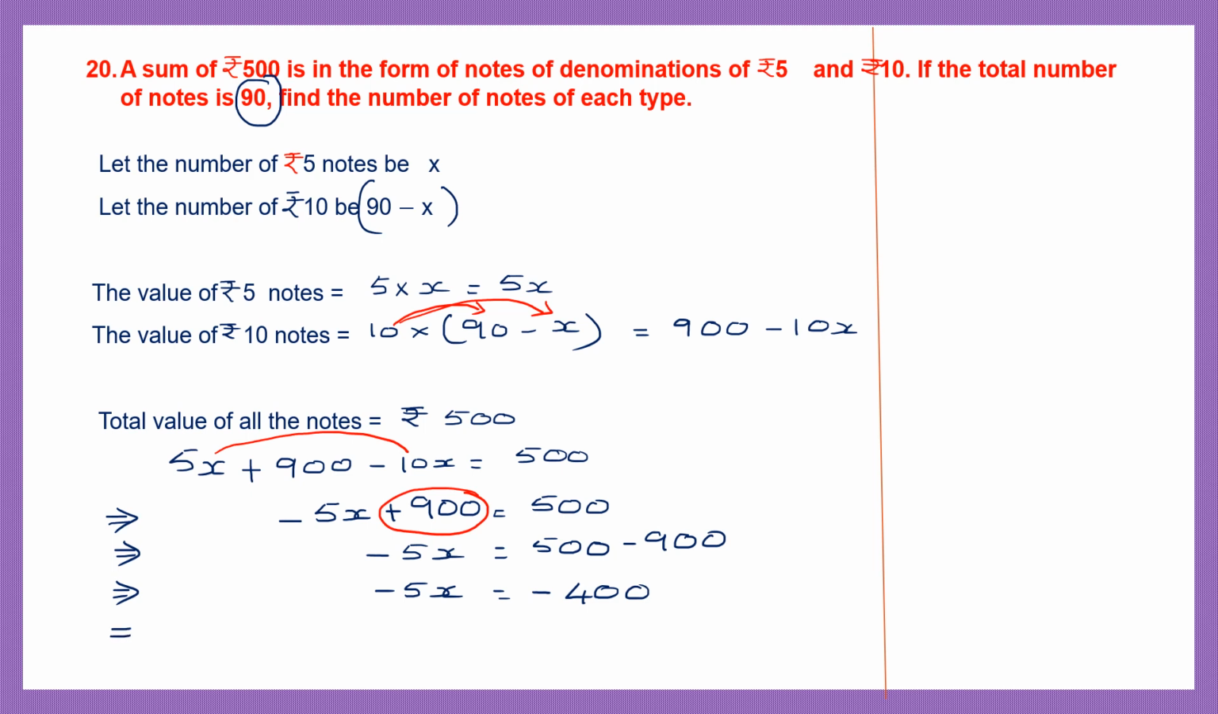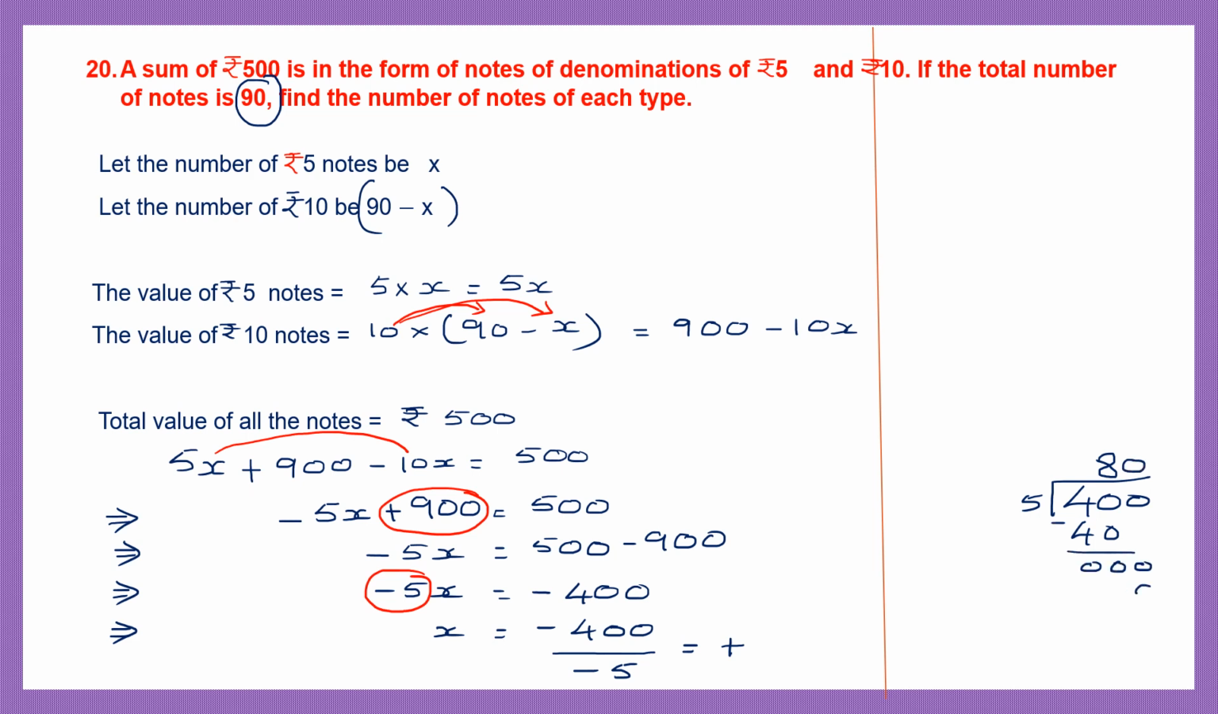So let's find out the value of x. x is equal to minus 400 divided by minus 5, because we have transposed this minus 5, which is multiplication on the left hand side, to the right, so it becomes division. Now minus into minus, first the signs, minus into minus is plus. Now divide 400 by 5. 5 eights are 40, minus 40, 0, and then we have the 0 which we can take up. So we have found x to be 80, so x is equal to 80.